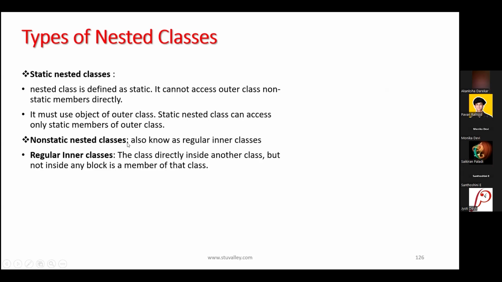The second one is non-static nested classes. Non-static nested classes are also known as inner classes. Regular inner classes, don't get confused. In nested classes, there are two types, static and non-static. Non-static nested classes are also known as inner classes. The class directly inside another class, but not inside any block, is a member of that class. So first we will see one static class example.